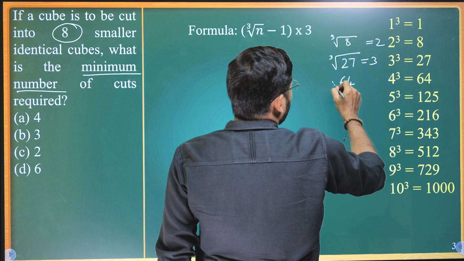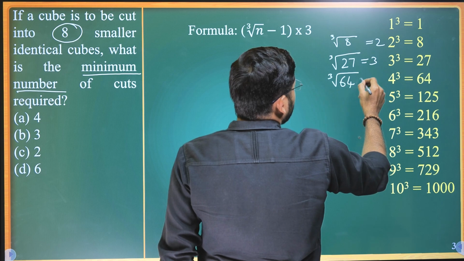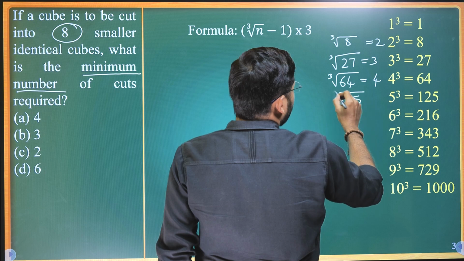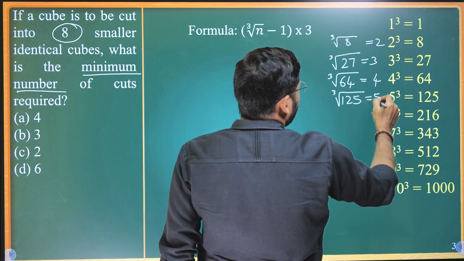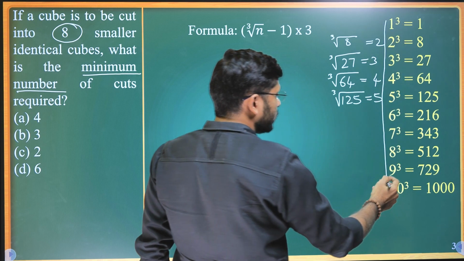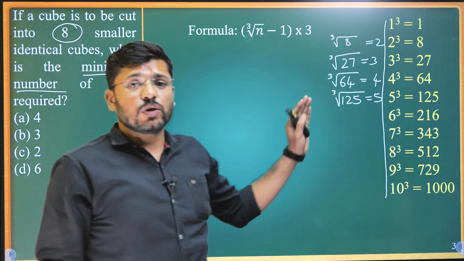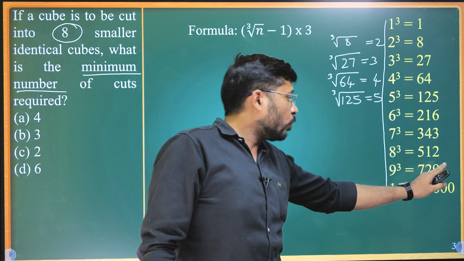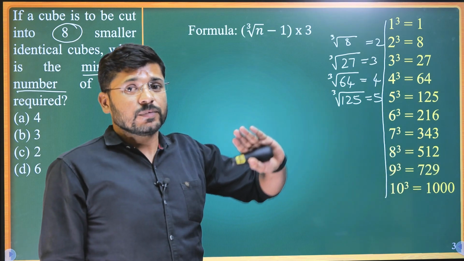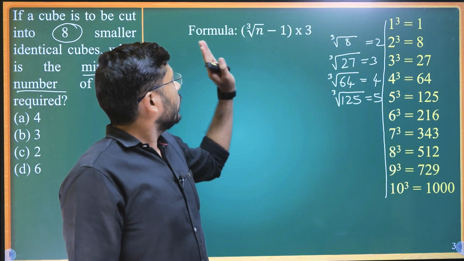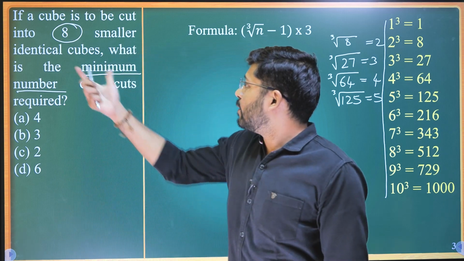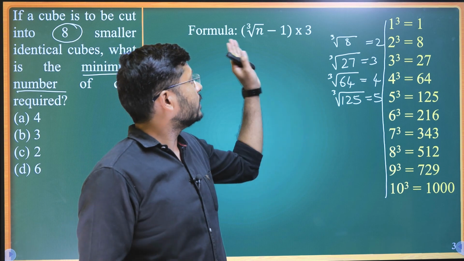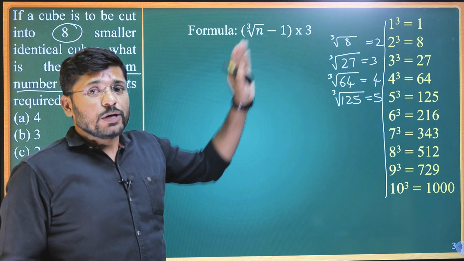So cube root of 64 would be 4. Cube root of 125 would be 5. Cube root is the opposite of cube. So if 9 cube is 729, then cube root of 729 is 9. So that is cube root. If you want n number of identical pieces, in this case it is 8, n's value is 8. So the formula is cube root of n minus 1, into 3.